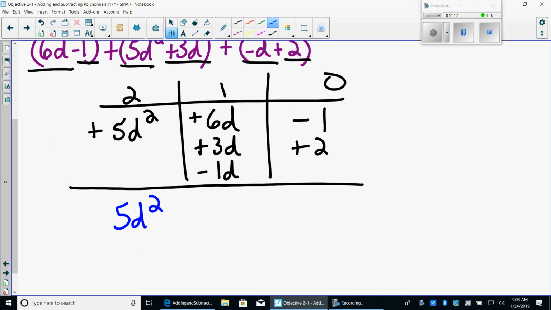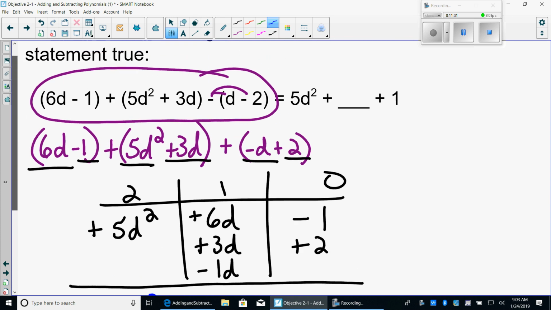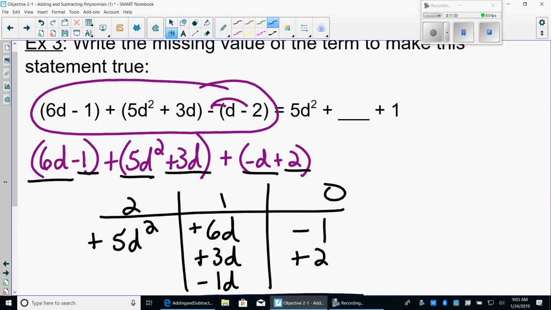5d squared. 6d plus 3d minus 1d. 8D. Plus 8d. Very good, Eli. Okay, -1 plus 2 plus 1, plus 1. So, go back and answer the question for me. What's the missing term? 8D. 8d. Do you understand?